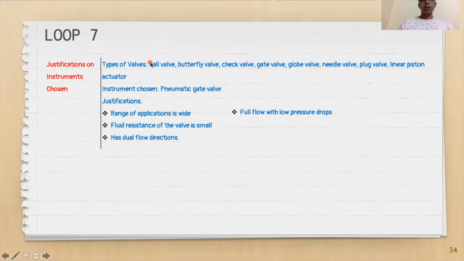Moving to the next part, the types of valves you can see here: ball valve, butterfly valve, and so on. Our choice has been the pneumatic gate valve, and the justifications are the same as we discussed previously.